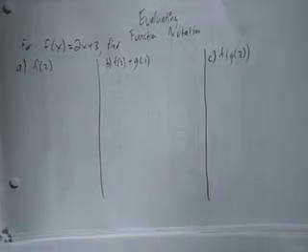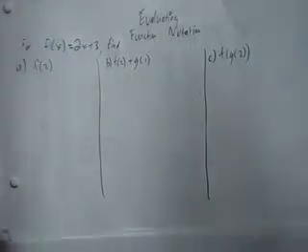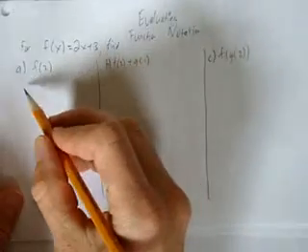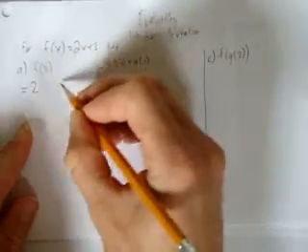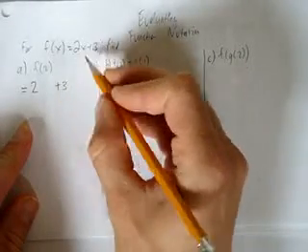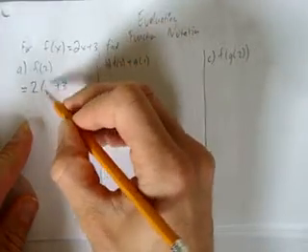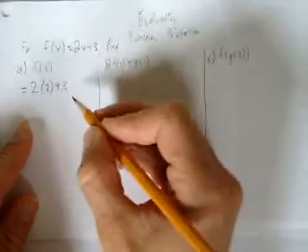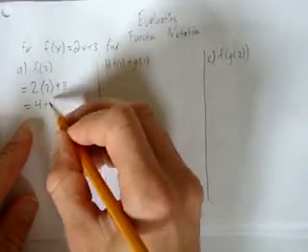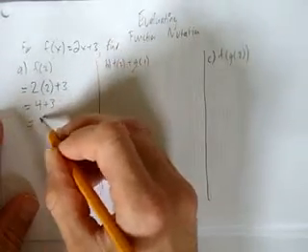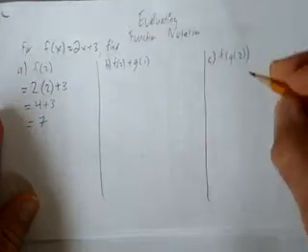Let's try evaluating this function. The function is f at x equals 2x plus 3, and first it asks us to find f at 2. Well, that just means take the function, 2x plus 3, but in the place of where you would have had x, you replace it with the number 2. And now it's just a question of evaluating. 2 times 2 is 4, and 4 plus 3 equals 7.